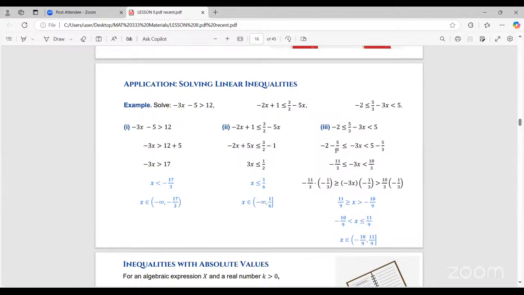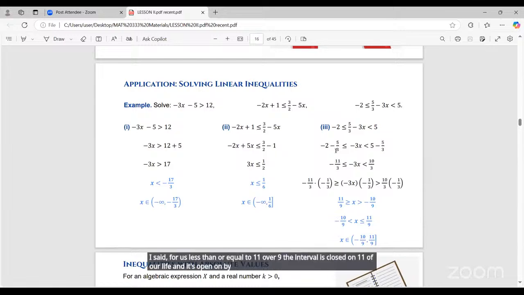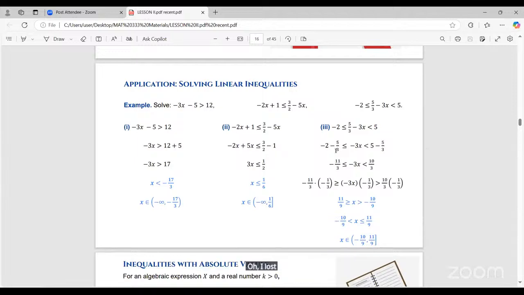Are you okay? Yes, ma'am. Please come again, I don't understand. I said for x less than or equal to 11 over 9, the interval is closed on 11 over 9 and is open on minus 10 over 9, because minus 10 over 9 is strictly less than what? x. Okay, I understand better now.